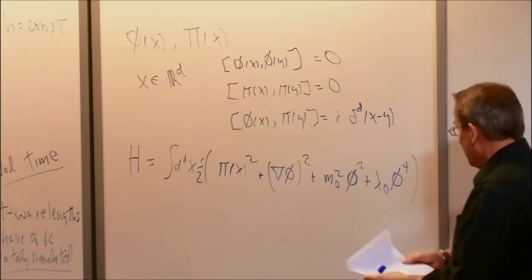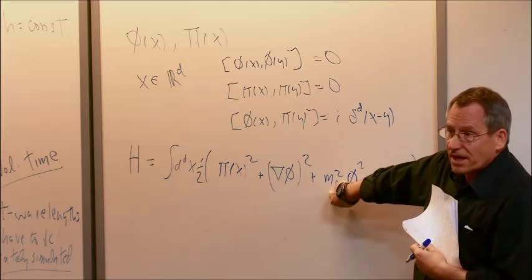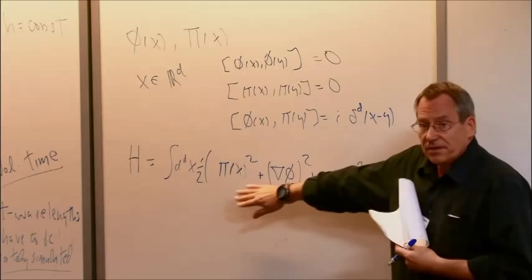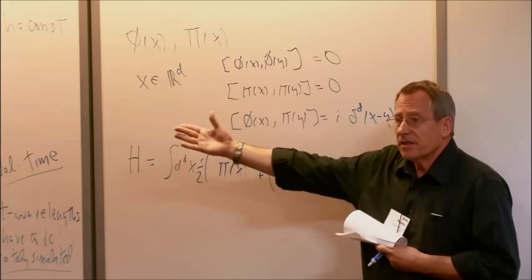M0 squared is called the bare mass because we want to emphasize that it doesn't necessarily correspond to the physical masses of particles described by the theory. And if we didn't have this last term, the quartic term, then this would be a very simple theory to solve. It would be what we call a Gaussian theory, a free field theory, and we can essentially calculate everything we want to know about it analytically.